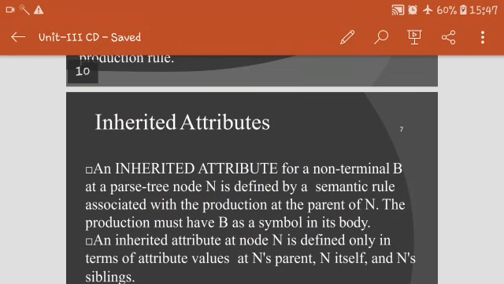Okay, in synthesized, the production must have the non-terminal as its head, and in inherited, the production must have the non-terminal as a symbol in its body. The synthesized attribute can be contained by both terminals and non-terminals. But the inherited attribute cannot be contained by both, that is, it is only contained by non-terminals.